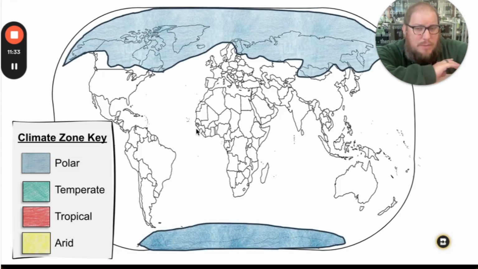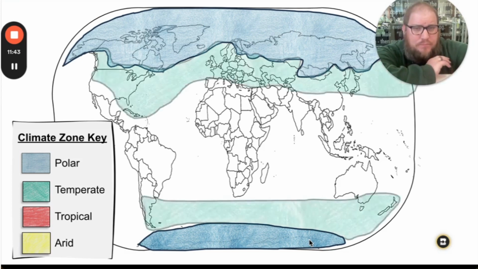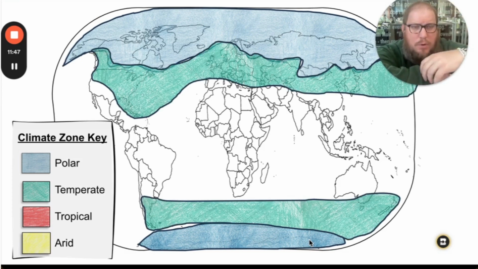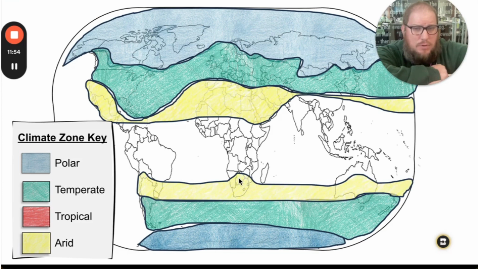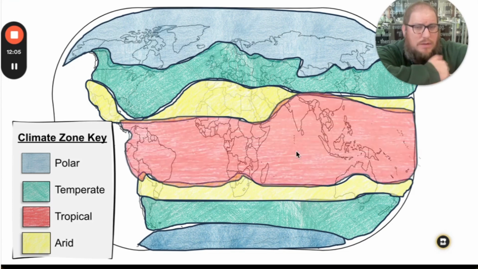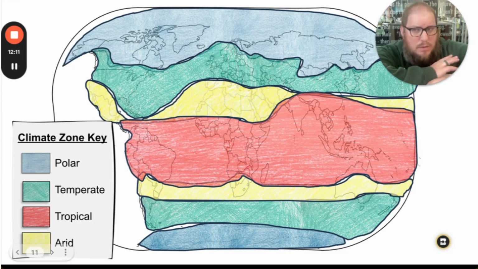So if we want to think about the northern and southern portions of the globe, those are going to be our polar climates, and we'll define these a little bit more in depth over the next couple of slides. Just above and below the polar climates are going to be what we call temperate. Right above and below the temperate regions are going to be what we call arid or dry climates. And then here we've got this chunk between the tropics and the equator that we're going to call tropical climate. So here is your quick breakdown of what each of these climates are.